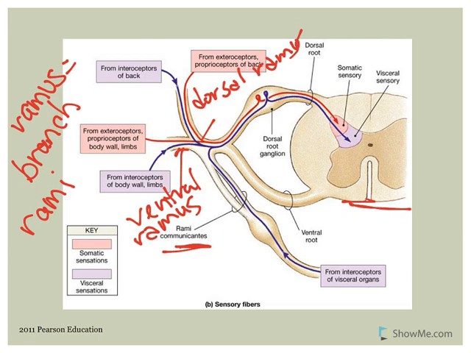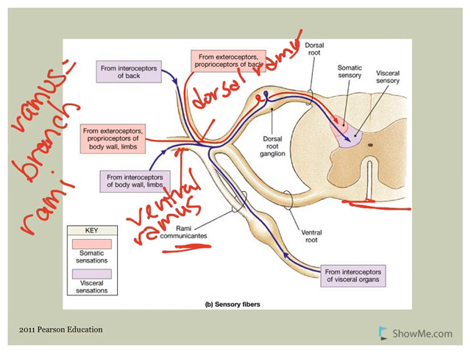So we have a dorsal ramus, a ventral ramus. Dorsal means back, ventral means front. So this is anatomical terminology that you should already be aware of. Well, the dorsal ramus is a branch that serves the structures in your actual back. So it can be carrying sensory information from your back. It could be carrying motor information to the back, since this is a mixed nerve.